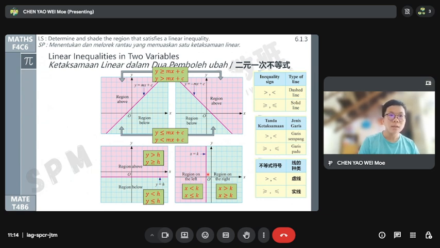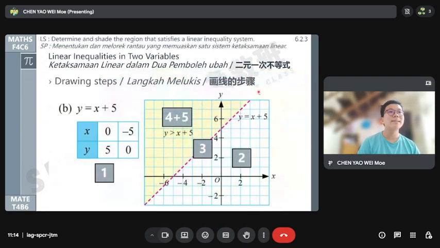How do we draw the line to represent the region? The drawing steps are like this. First, the question given is an inequality: y is larger than x plus 5. First, we need to make it an equation. Use the equation to construct a table to find the coordinates. Next, after you find the coordinates, put them on the graph, and you can draw the line by connecting the coordinates that you plotted.